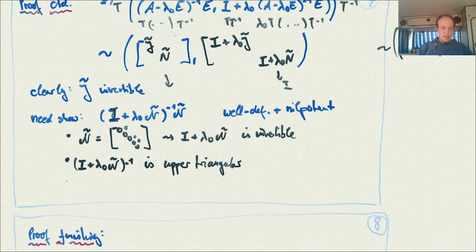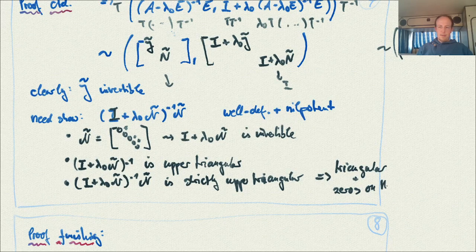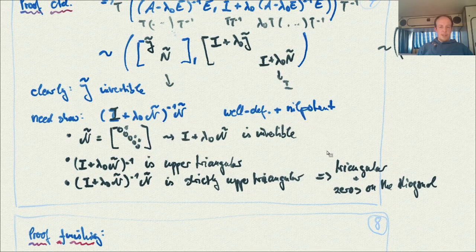What is maybe not more difficult to show is that I plus lambda 0 N tilde to the minus 1 N tilde is strictly upper triangular, meaning triangular plus zeros on the diagonal. How does one show this?